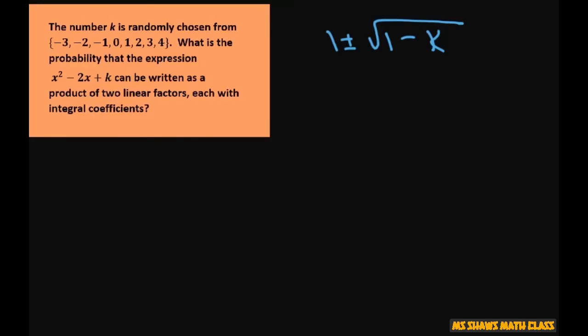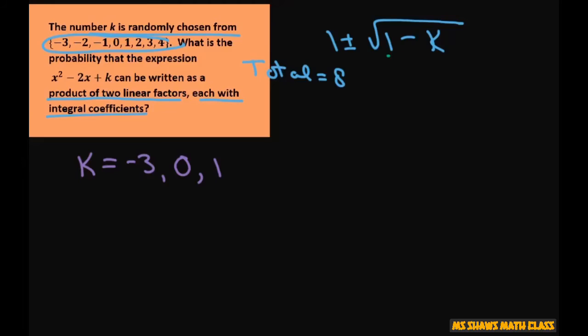Now we have that k is chosen from these numbers, and that's a total of 8. We want it to be written as a product of two linear factors, each with integral coefficients. Now basically what that means is we want perfect squares. So the only way from these numbers to get a perfect square is using k equals -3, 0, or 1. So let's look at that.